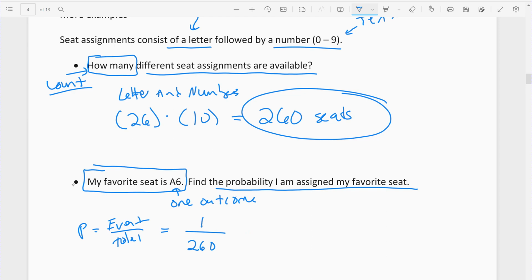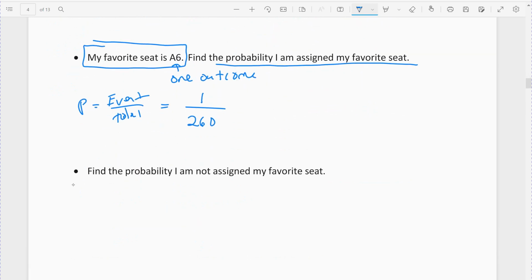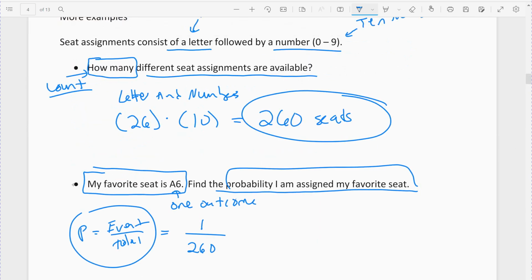Alright, and I'm just going to leave it 1 out of 260. You can find the decimal on your own, but most of the time we leave it exact. So I'm going to leave it exact. Alright, so that's the probability. Remember, probability is when we do the division. So when it asks for probability, you do the division; when it asks for how many, you count. You just do the count.